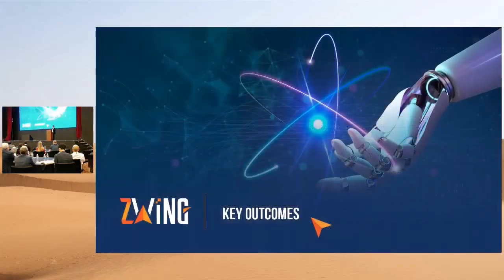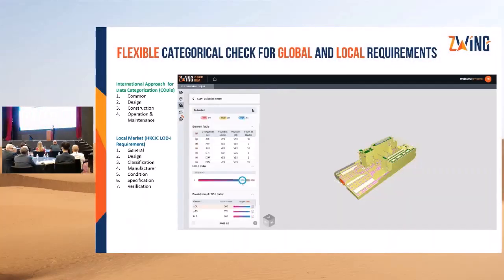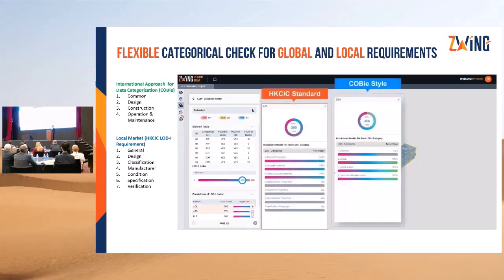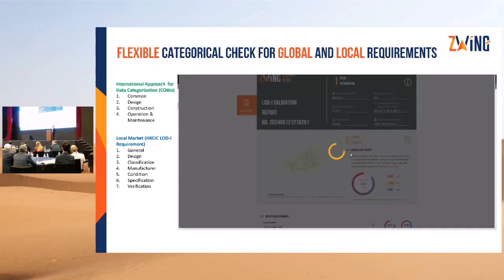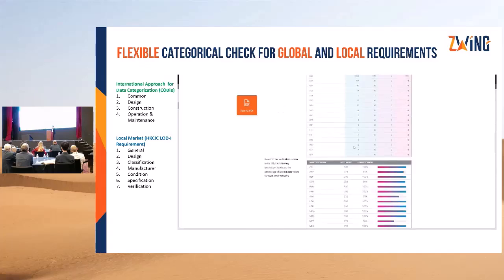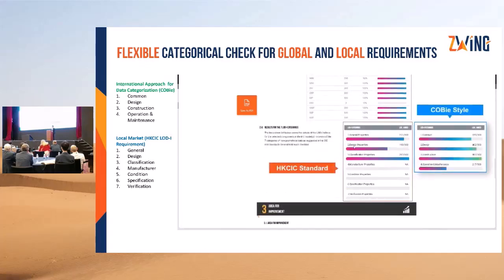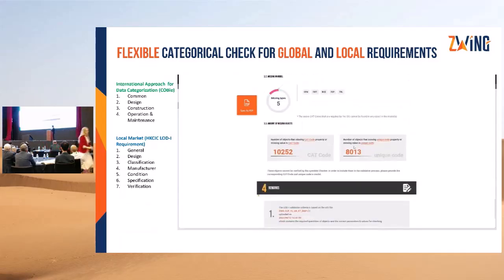Finally, let's see the key outcomes delivered. The ZWING OpenBIM Checker offers a flexible categorized checking system that is designed to accommodate both global and local requirements. These features allow the platform to adapt to international standards such as COBie or other open standards, while also supporting local regulations and standards like the Hong Kong Construction Industry Council LOD requirements.